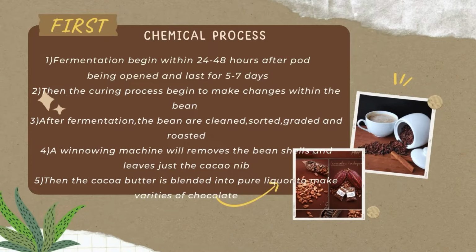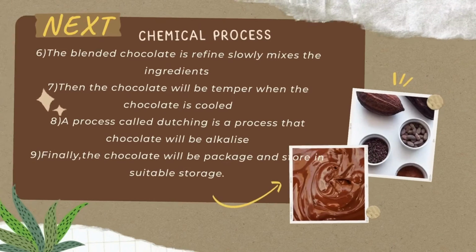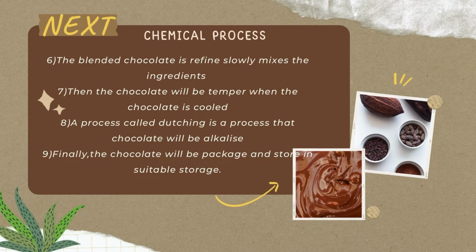The nibs are then ground and liquefied into cocoa liquor. Then cocoa butter is blended into the pure liquor to make varieties of chocolate. The amount is determined by the kind of chocolate being manufactured. The blended chocolate is refined, slowly mixing the ingredients. Then the chocolate is tempered when it is cold. A process called dutching alkalizes the cocoa solids to make them less bitter and less acidic. Finally, the chocolate is packaged and stored in suitable storage.